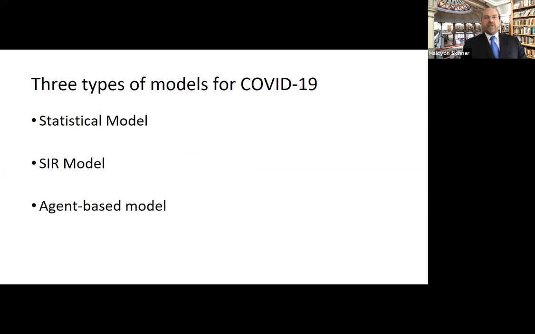So I'm going to talk about three categories of models that have been used recently for describing COVID-19, the epidemic, and also for forecasting what we expect to happen going forward in the epidemic. The first is what I'm going to call a statistical model, and there may be differences in terminology across disciplines. Then we'll talk about the SIR model, a favorite among epidemiologists, and finally, an agent-based model.